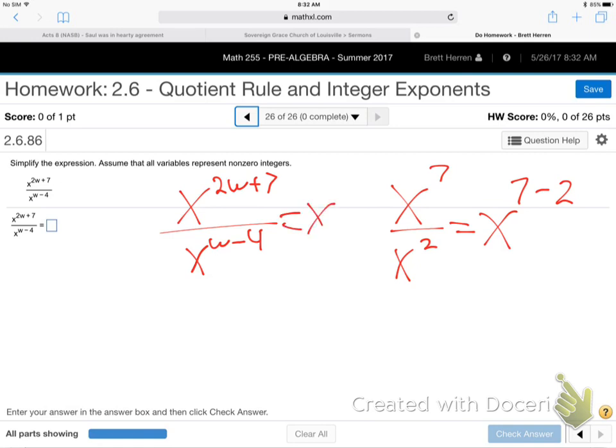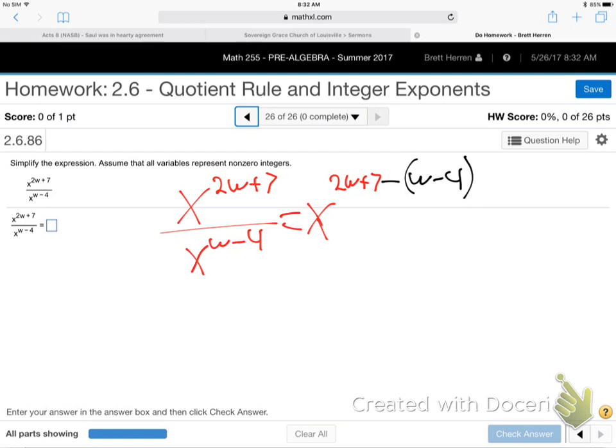A single x, top power, 2w plus 7, minus the bottom power. Now, I've got to put parentheses around the bottom power. Otherwise, I'm not going to subtract the whole bottom power. If you just write it without parentheses like that, you're only subtracting the w part, the front part. You've got to put parentheses to subtract the whole denominator. Is that making sense there?